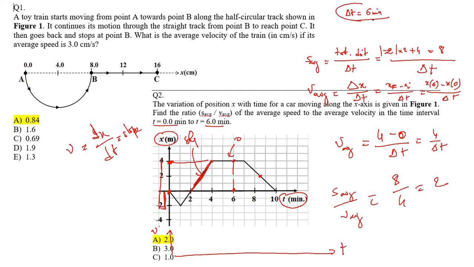Because the time here, delta t, is t final minus t initial. T final here is 6 minutes minus t initial 0 minutes, so it's equal to 6. If you want, you can calculate 8 meters divided by 6 minutes, and here 4 meters divided by 6 minutes, and then you take the ratio. When you take the ratio, the denominator will cancel, because I will have 8 divided by delta t and 4 divided by the same delta t. So you see that the delta t will go away.